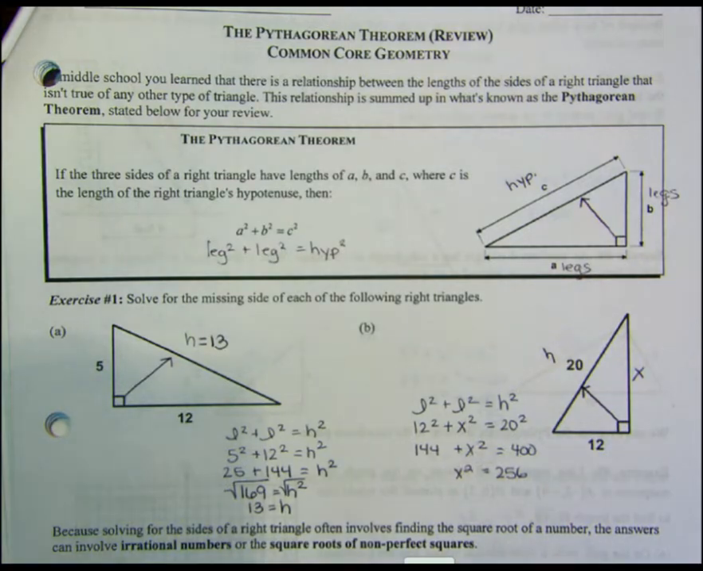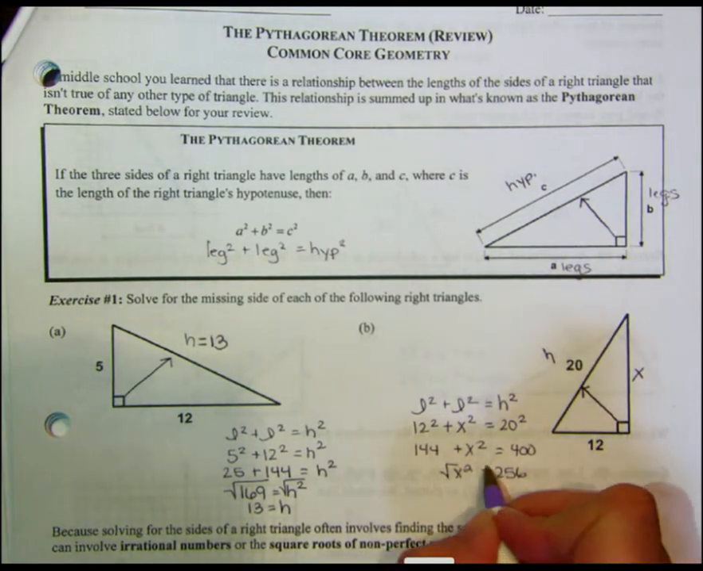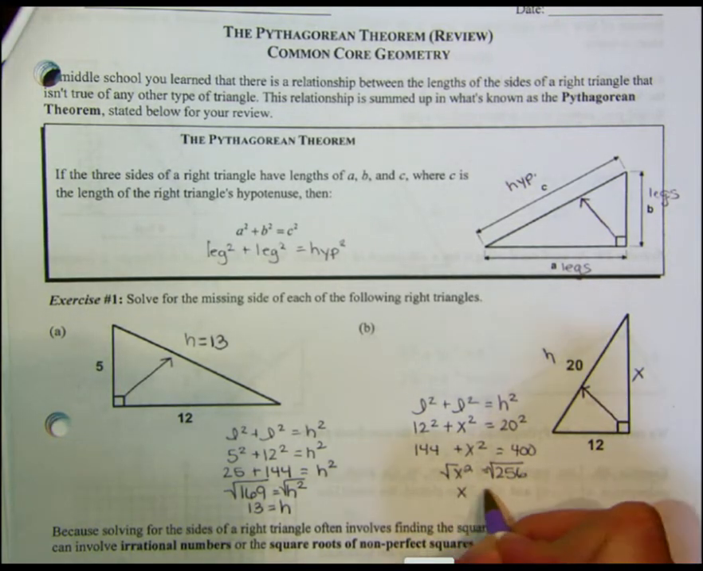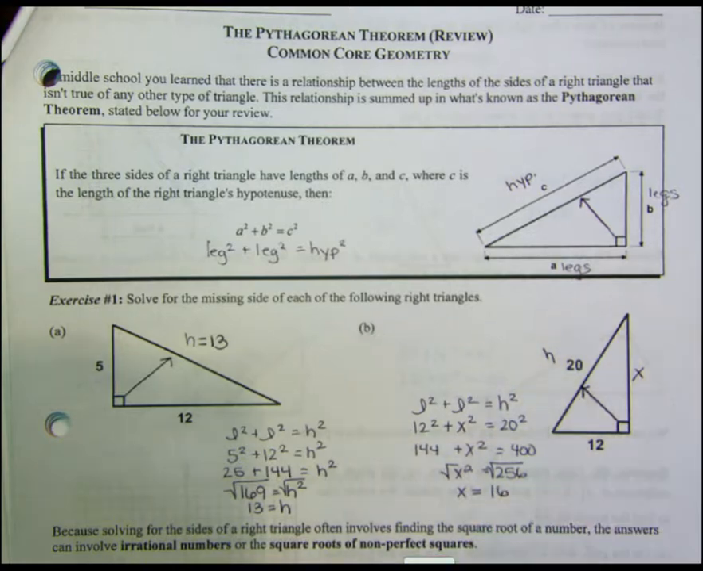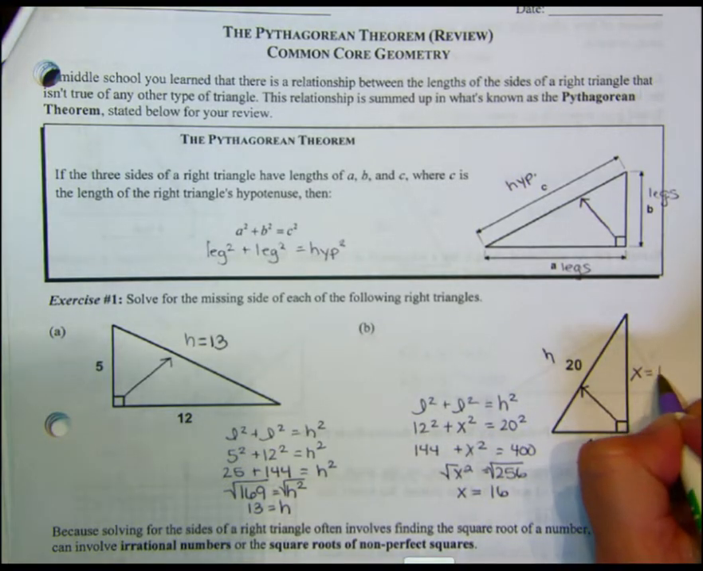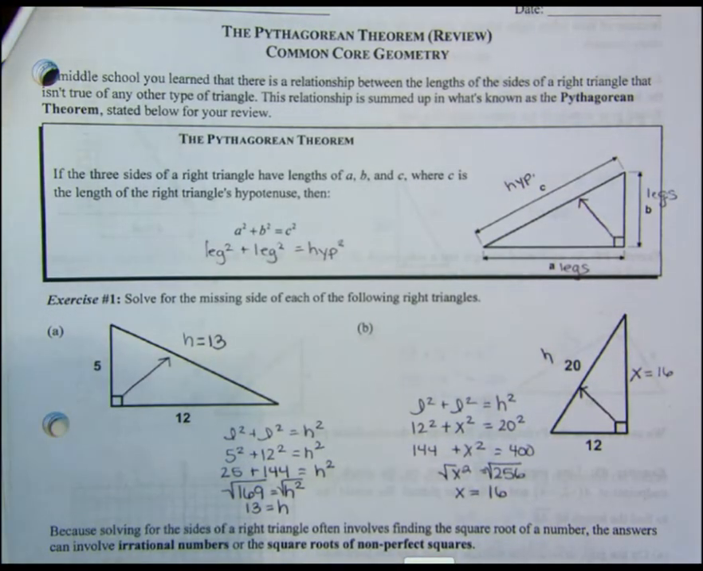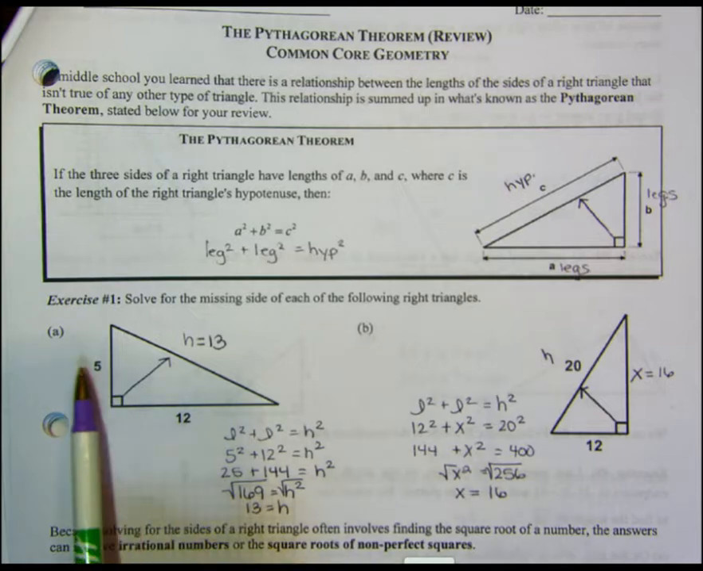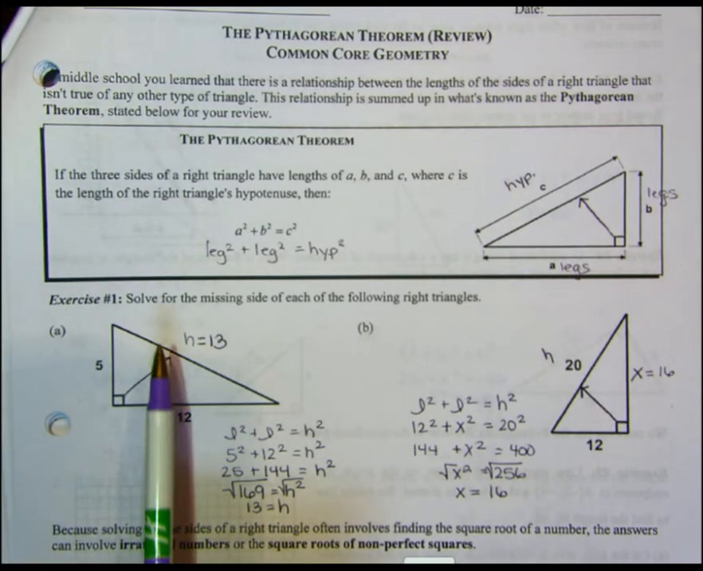And then we have to take the square root of 256. So when we square root both sides, the square root of 256 turns out to be 16. So the missing leg is 16 in this case. All right, and really that's all that can happen with Pythagorean theorem. Basically, with Pythagorean theorem, you know two sides of your right triangle and you're looking for the third.